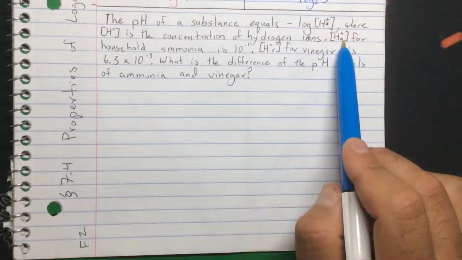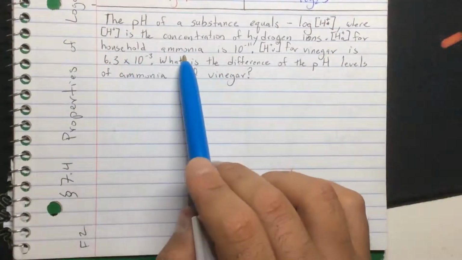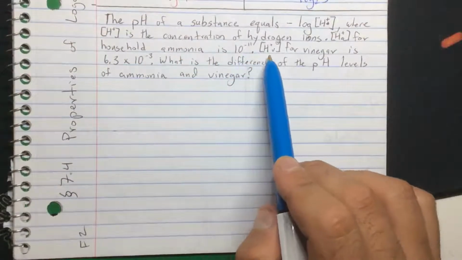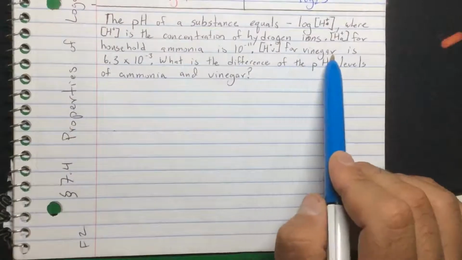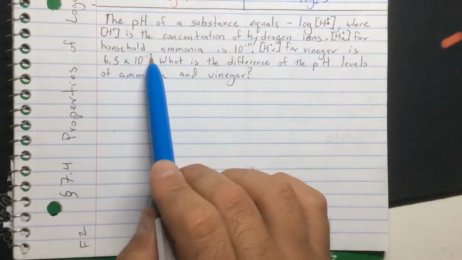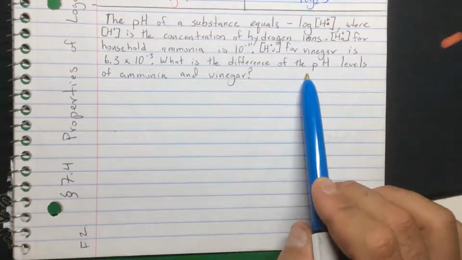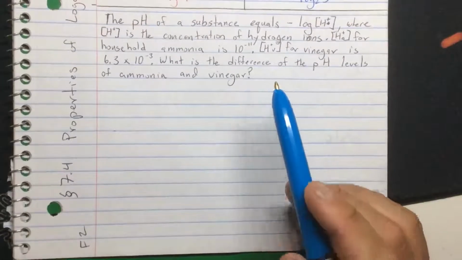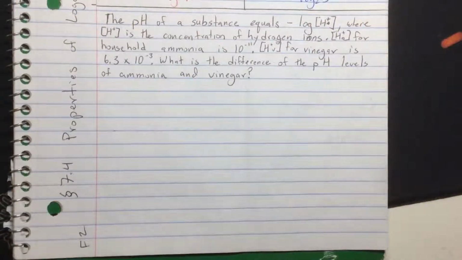So H plus of A is for our household ammonia, which is 10 to the negative 11. And our H plus V is for our vinegar, which is 6.3 times 10 to the negative 3. And then what is the difference of pH levels of ammonia and vinegar? So we're going to have to set this up first and then go from there.